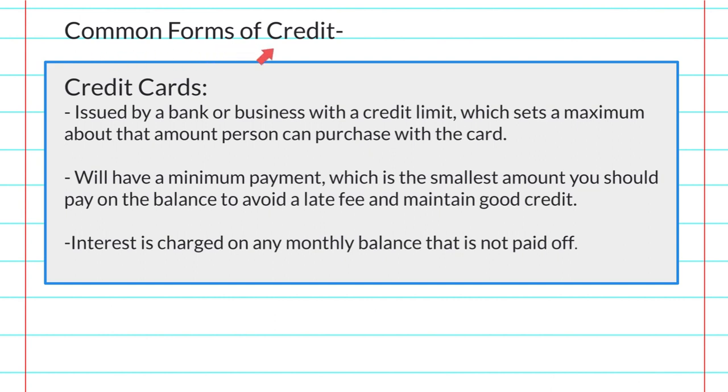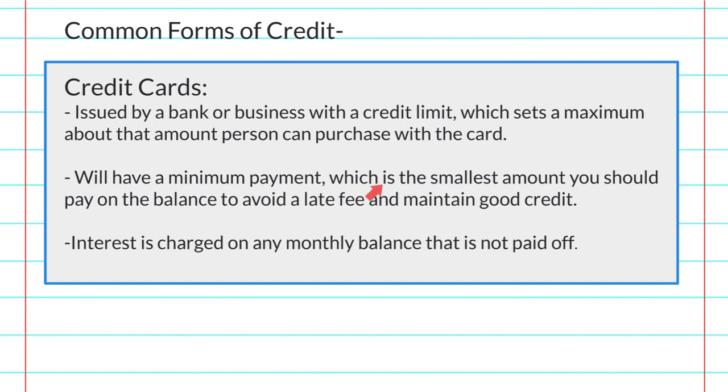Some common forms of credit are credit cards. These are issued by a bank or a business with a credit limit, which sets the maximum amount a person can purchase with the card. So if I have a credit card and the credit limit is $1,000, I cannot use the credit card for more than $1,000. Credit cards also will have a minimum payment.